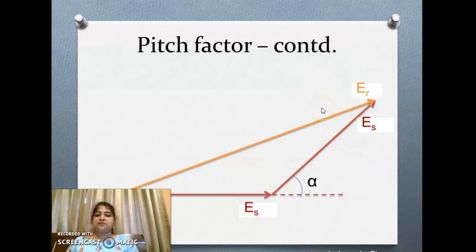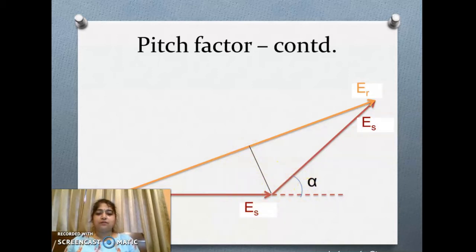So ultimately pitch factor is nothing but the phasor sum, or vector sum, to the arithmetic sum. Phasor sum is nothing but ER, the resultant of these two, and that is what we are going to find out. To get the expression for ER, let's draw one line here, which will be the perpendicular bisector on this ER. Now let's try to understand the angle, because we need the angle here.